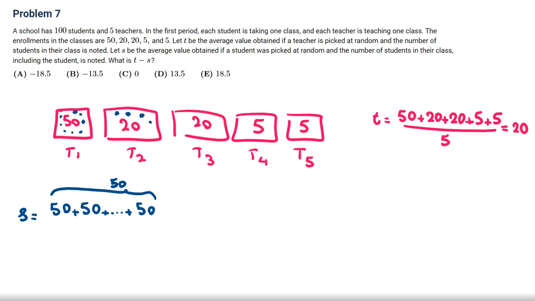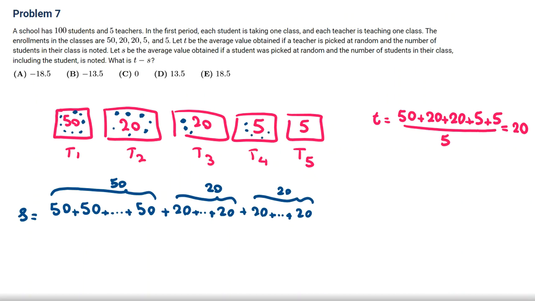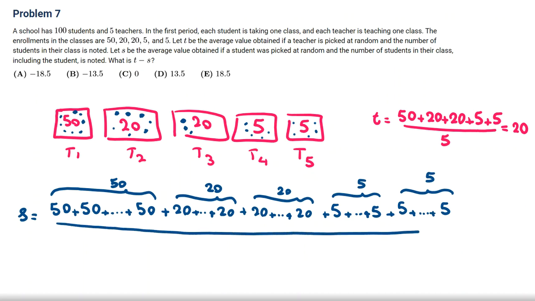Now, if I ask the students here, 20 students, all of them answer 20. Again here, if I ask 20 students, all of them answer 20. In class number 4, 5 students, all of them answer 5. And the last one here, 1, 2, 3, 4, 5, all these 5 students answer 5. And then, how many numbers do we write? Because we should find the average value, we should divide by 100.